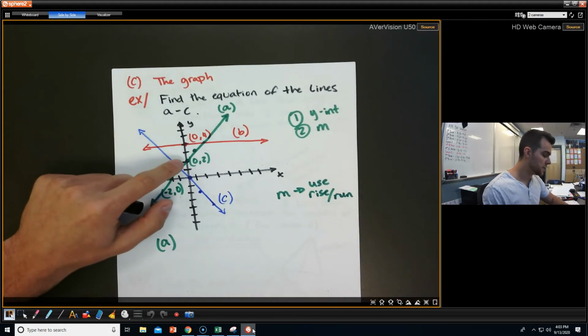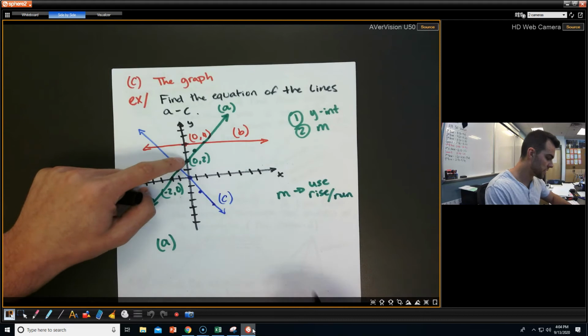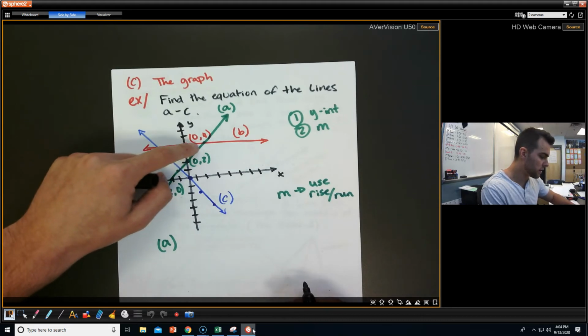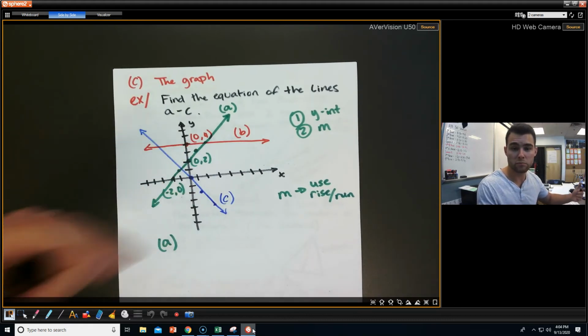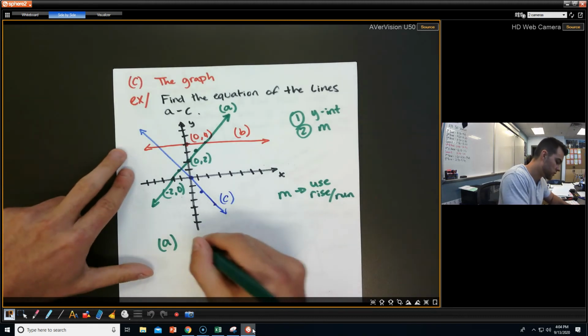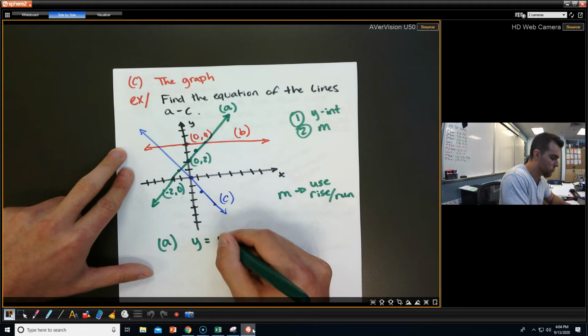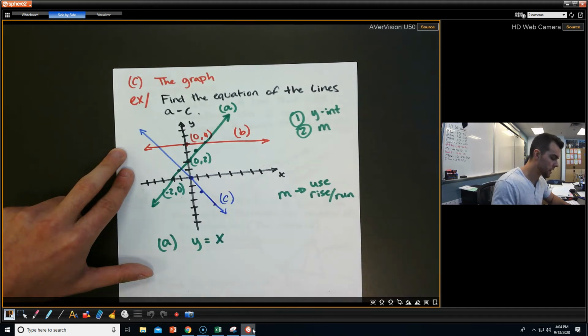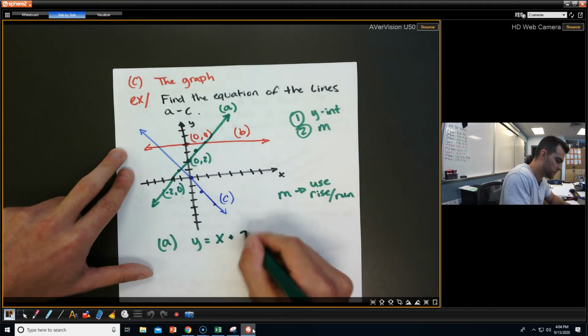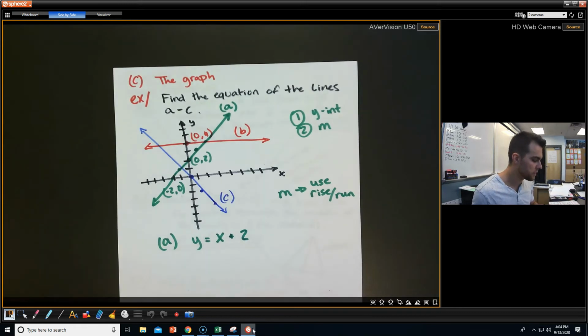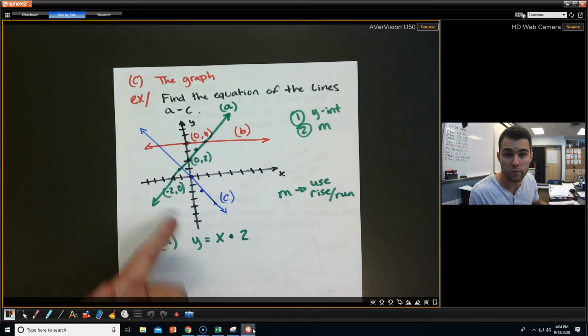Okay? This thing is going up by 1 and over 1, so 1 over 1, m equals 1. So my equation is y equals m, which is 1, so 1x plus 2. And there we go. You can even plug in an additional point to see if it works.